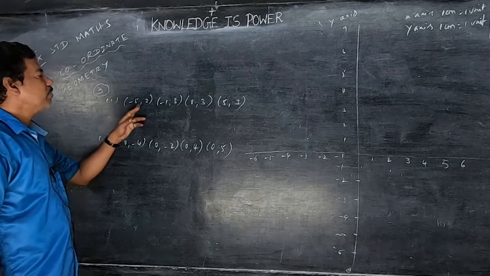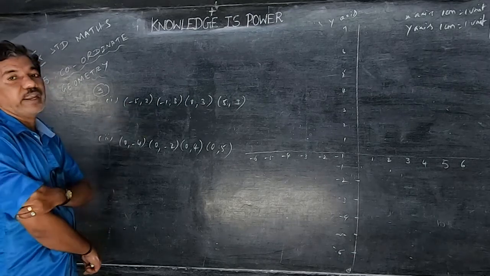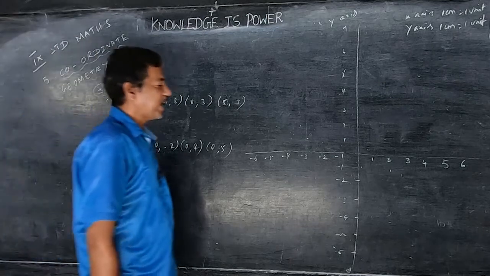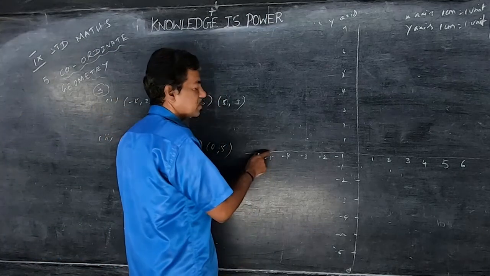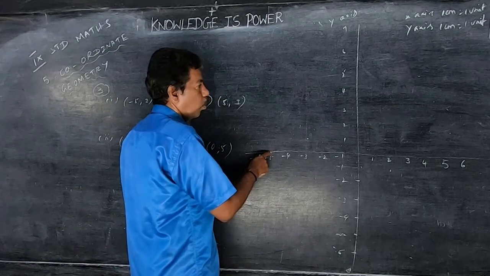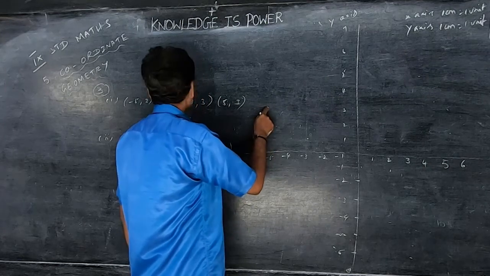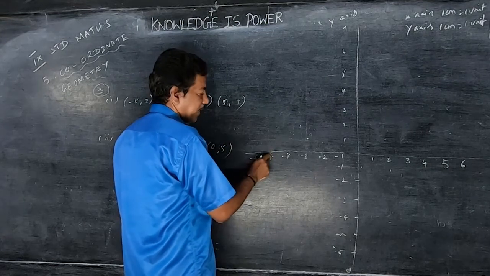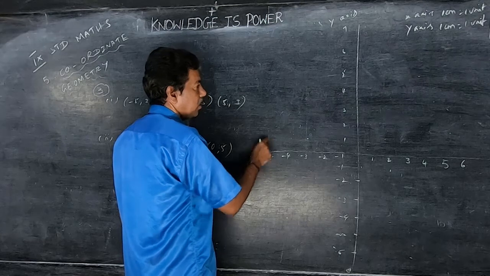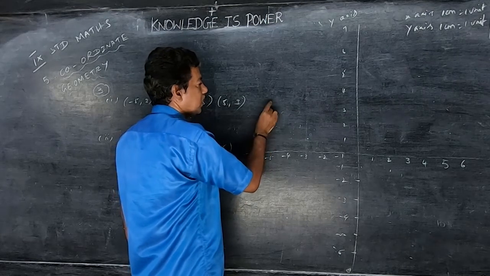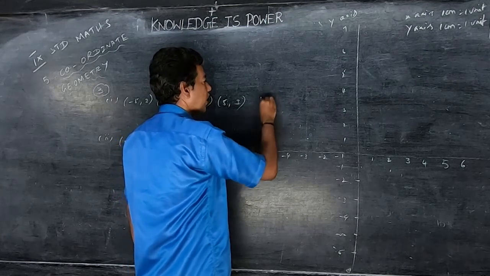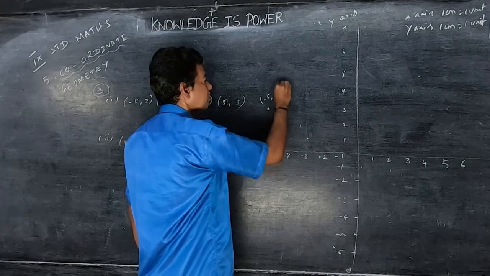Now let us see the first one. Minus 5 comma 3. What is the meaning of minus 5 comma 3? X-axis is minus 5. Y-axis is 3. Can you able to follow? X-axis is minus 5. Y-axis will be 3. Here this is the point called minus 5 comma 3.